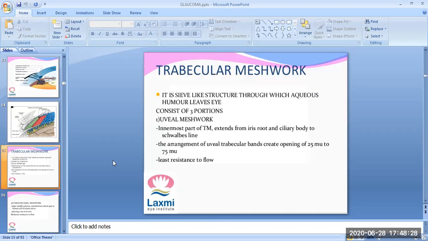So uveal meshwork is the innermost part of the trabecular meshwork and extends from the iris root and ciliary body to Schwalbe's line. The arrangement of the uveal trabecular bands create openings of about 25 micrometer to 75 micrometer, and least resistance to flow.